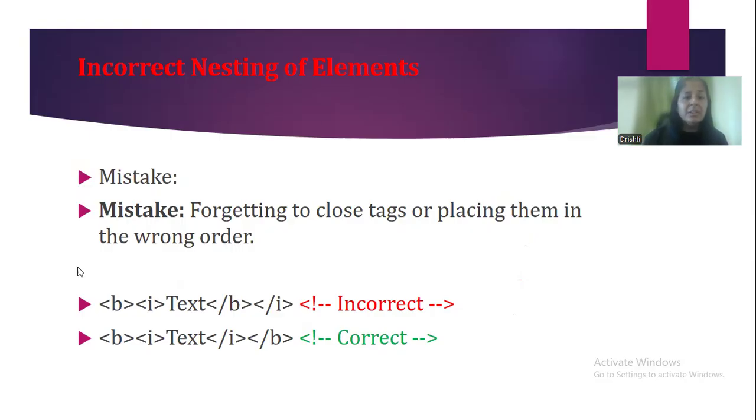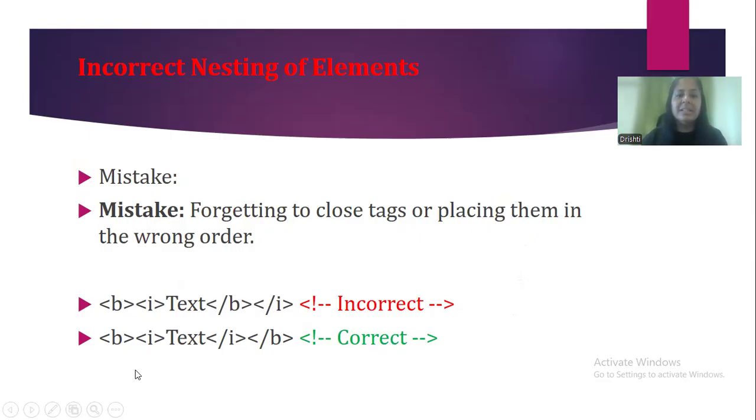Now what is the incorrect version? Have a look. Here what I have written is B, which stands for the bold tag, I for the italic tag, and in between I have written some text. Now if the italic tag is there, then first the italic tag should be closed, then the bold tag. I hope you know the hierarchy. Your opening first should be closed at the last.